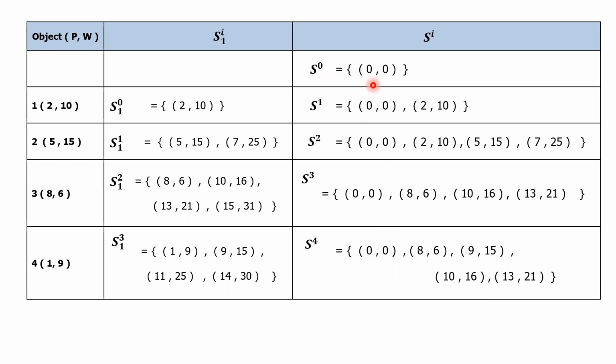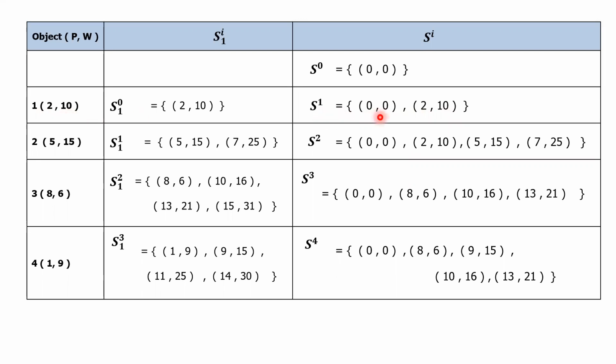S0 represents an empty knapsack bag. S1 represents two states of the bag. Either the bag is still empty or the bag is filled with item number 1. 2, 10 indicates that the bag is containing item number 1. So here, because object 1's weight is 2, profit is 2, weight is 10.